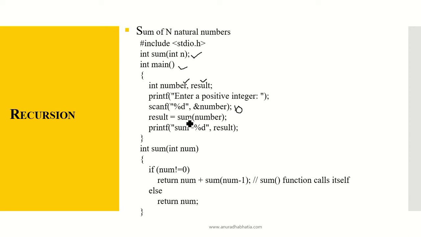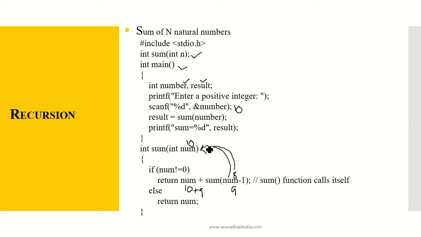So I call this function sum, and it passes the value of 10 over here. So my num gets the value 10. And if num is not equal to 0, my num is 10, so it is not equal to 0. So return num plus sum of num minus 1. Here it is 10 plus sum of num minus 1. So it becomes 9. It calls the function again. 9 is not equal to 0. So 10 plus 9. Now it becomes 8. So this will continue.